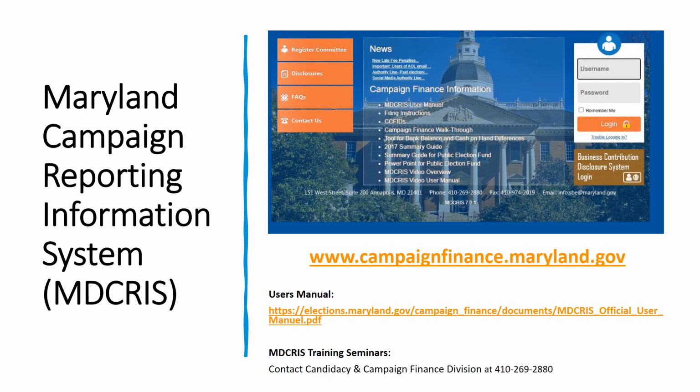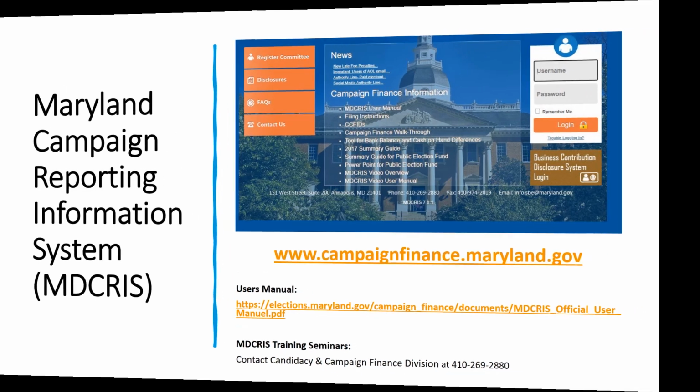The Maryland Campaign Reporting Information System, commonly referred to as MD-CRIS, is where most campaign finance actions will originate. Visit the State Board of Elections website for more information on how to use MD-CRIS, to access the MD-CRIS user manual, view an MD-CRIS overview video, and to register for a training seminar.